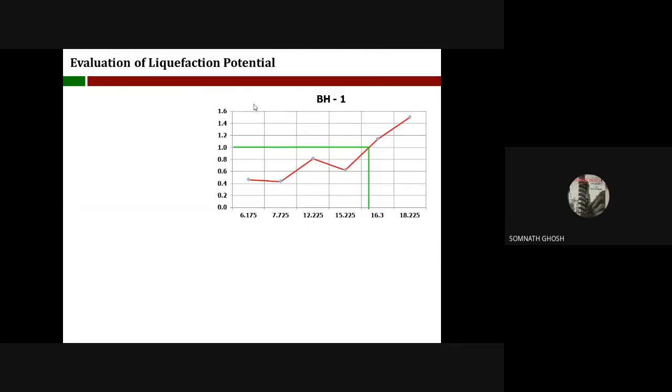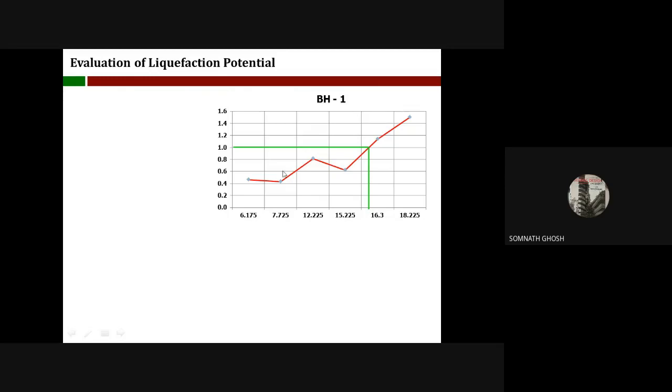this is the graph you can plot. Borehole 1, this is your factor of safety, right? It will determine whether it is liquefiable or not. This is 1, and this is your depth. From the ground level, the depth of that particular layer, right? So this is 1, and it has come here. It is something, 16.3 something.